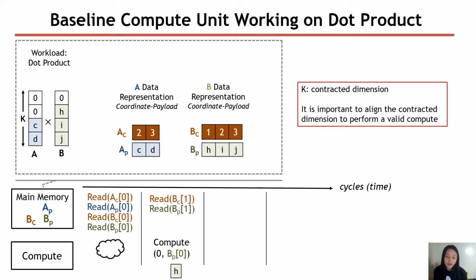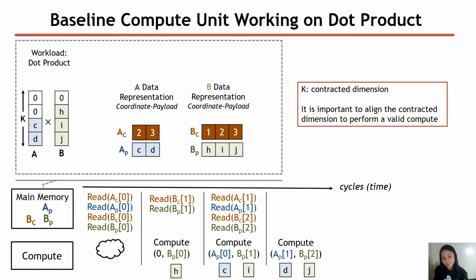So then we have the next B value, which is at coordinate 2 with a payload of I. Now A and B are aligned, both of them are at K equal 2, so we perform a computation of A and B, where the operand alignment unit sends both payloads, C and I, and then we can proceed as normal. So we will read out the last element in both A and B data representation, and they correspond to each other, so we do a computation of D and J.